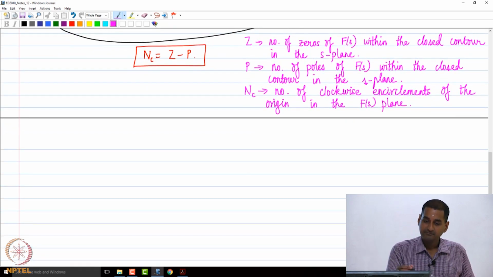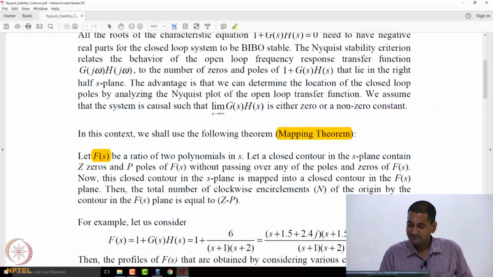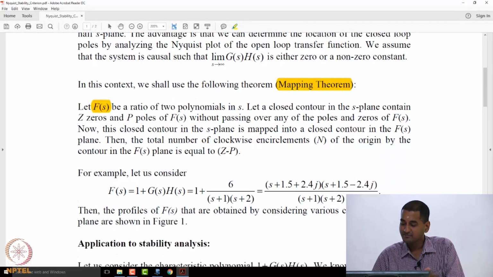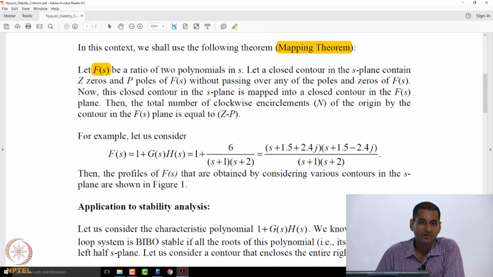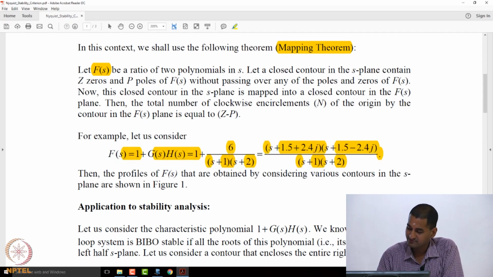So let's look at some examples. That's what I have presented in the handout. Essentially what I have done is the following. I have just taken this particular function for f of s. Oops, what did I do?